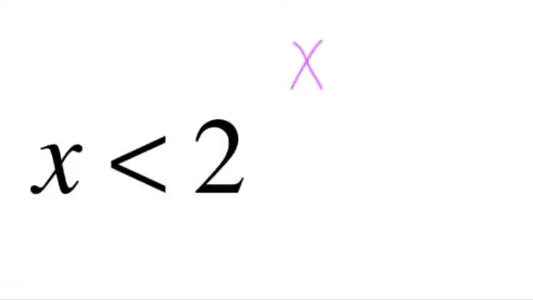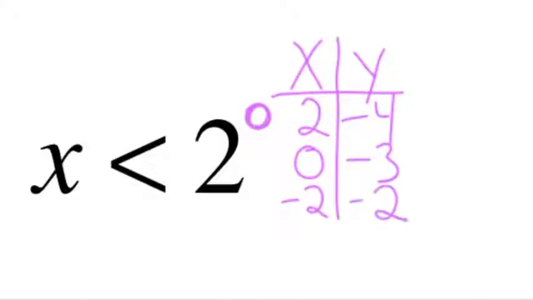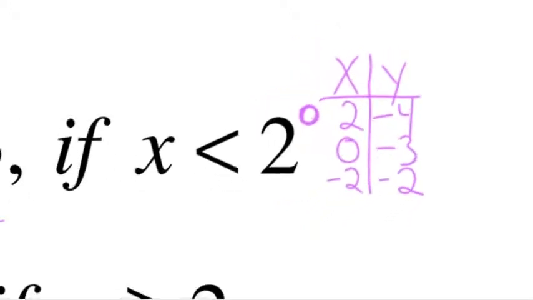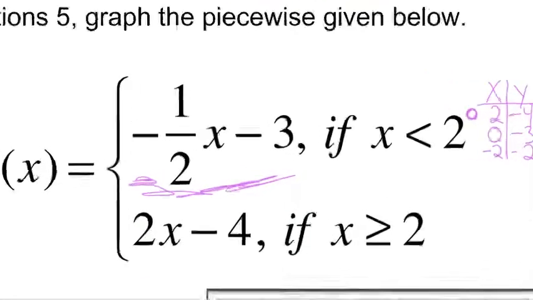So if we wanted to create a table to help us graph this, it would be 2 at -4. This would be our open circle. And then when x is less than 2, so we've got 0, -3, -2, -2.